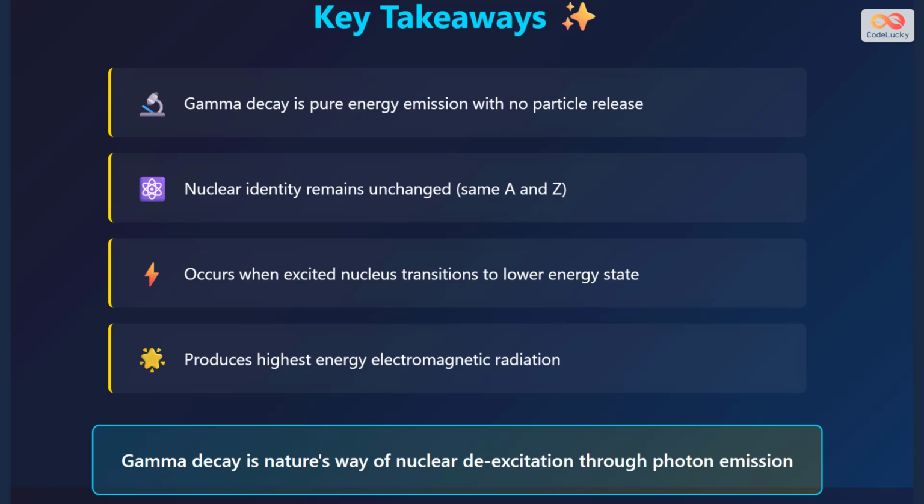Let's summarize the essential points about gamma decay. First, gamma decay is pure energy emission with no particle release. Second, the nuclear identity remains unchanged, with the same mass number and atomic number. Third, it occurs when an excited nucleus transitions to a lower energy state. Fourth, it produces the highest energy form of electromagnetic radiation. Gamma decay is nature's mechanism for nuclear de-excitation through photon emission, allowing unstable nuclei to release excess energy and achieve stability.